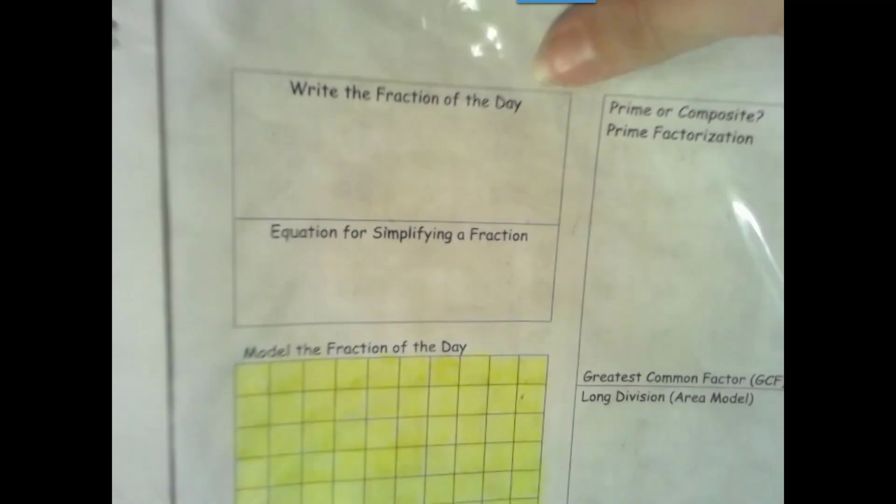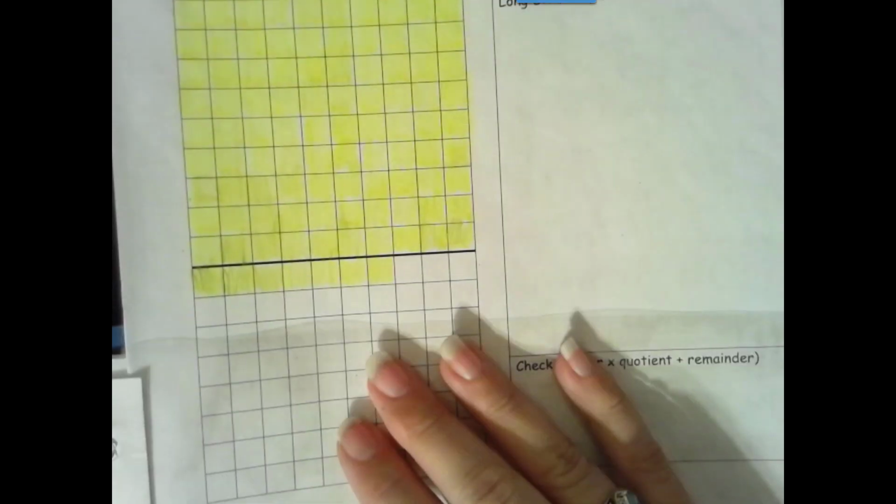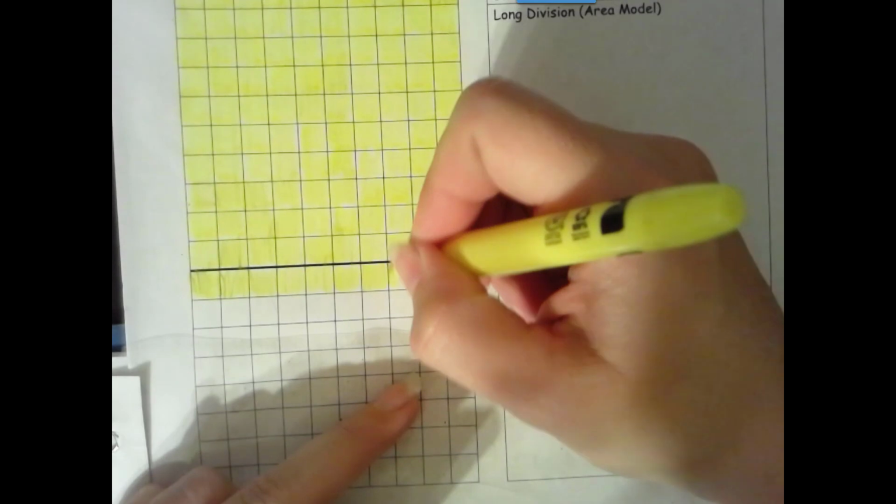Welcome to day 108 of our school year. We have 72 school days left. Let's go ahead and get down our beginning fraction.